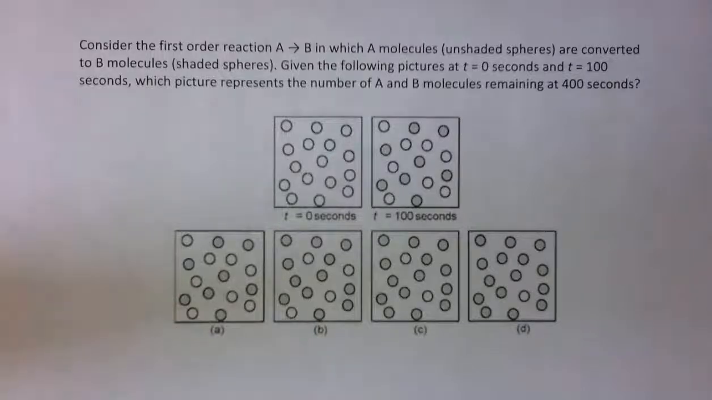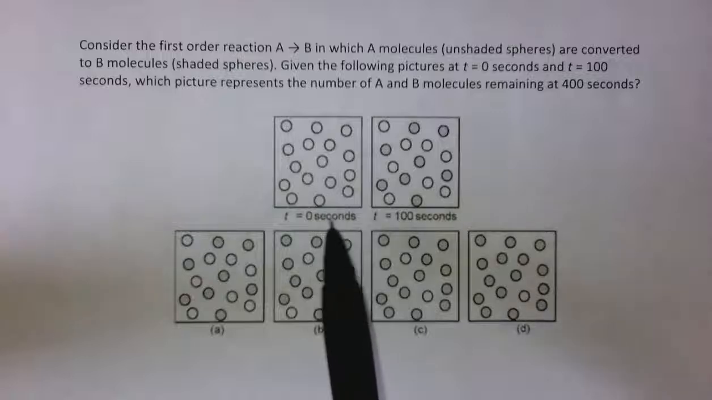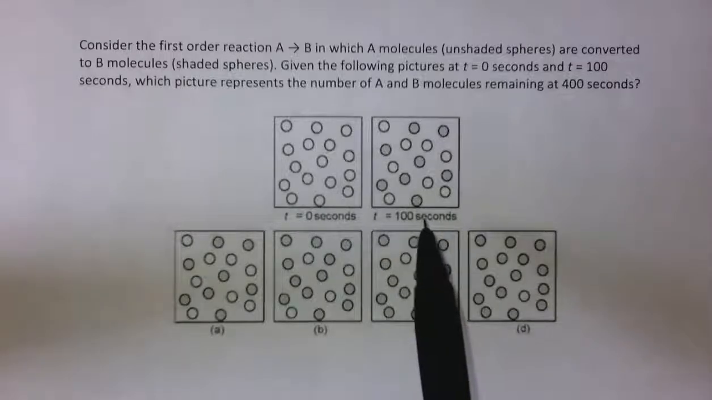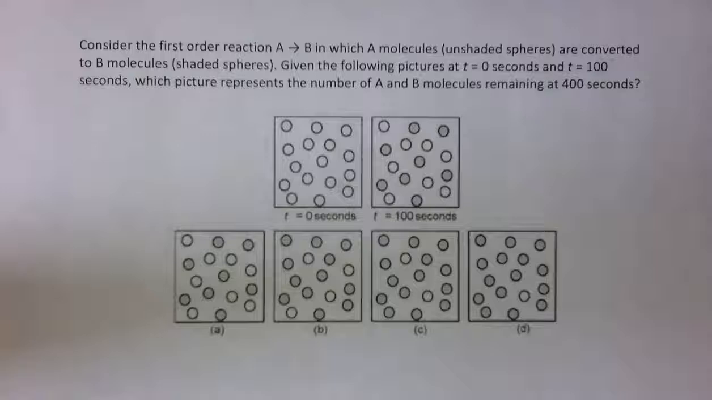We are going to consider the first order reaction where A goes to B, in which A molecules, which are the unshaded spheres, are converted to B molecules, which are the shaded spheres. We're given the following pictures at t equals 0 seconds and t equals 100 seconds, and we're asked which picture represents the number of A and B molecules remaining at 400 seconds, and we have options A through D.